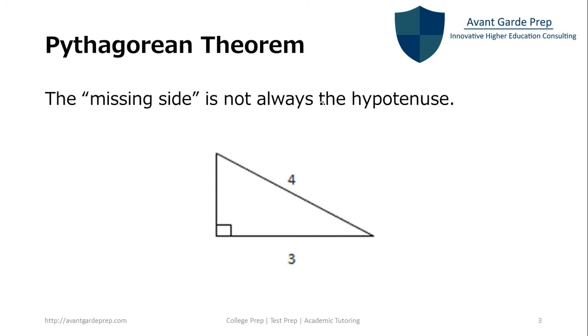We all know that the SAT tries to trick you, and one classic way is to present a right triangle with a missing side that is not the hypotenuse. Be very careful when you set up the equation to make sure that you're doing it properly. In this example, the two legs would be this side here and this side, and the hypotenuse would be this long side that's opposite of the right angle. So to set this up, you would have x squared plus 3 squared equals 4 squared, and then you would solve that.